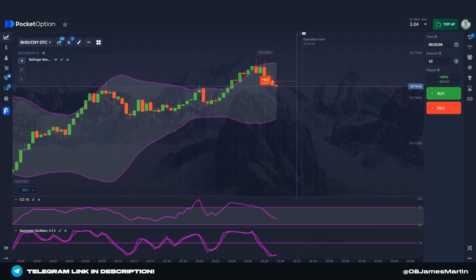Always wait 1 minute, 2 minutes to check out its movement. Count 2 or 3 candles and then open the trade. If you don't see any problem, okay, you can do that.